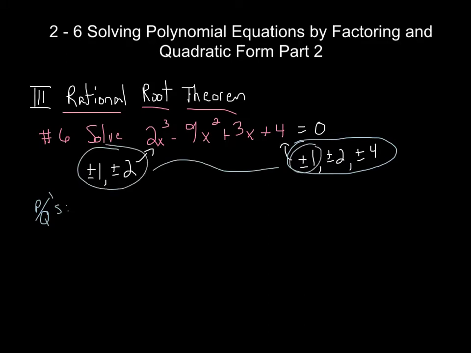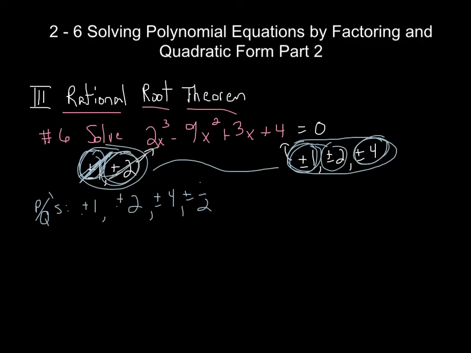So 1 over 1 is 1. 2 over 1 is 2. 4 over 1 is 4. So now you've divided everything by 1. Now divide everything by 2. So 1 over 2 is 1/2. 2 over 2 is 1, but we've already used that. And 4 over 2 is 2, but we've already used that. So these 8 numbers, 4 positive and 4 negative, are the possible rational zeros. Well, what you do is you just pick one.